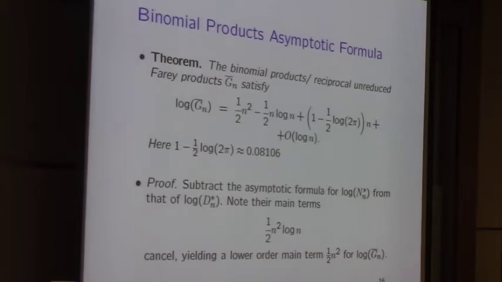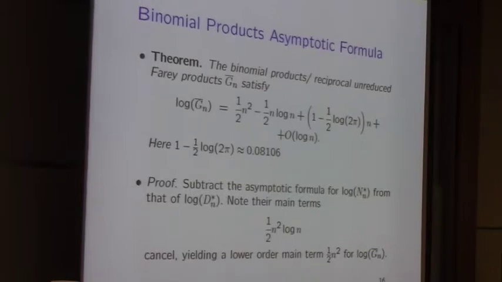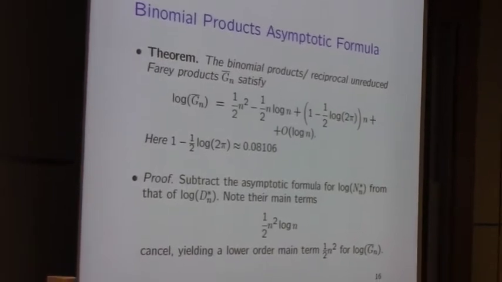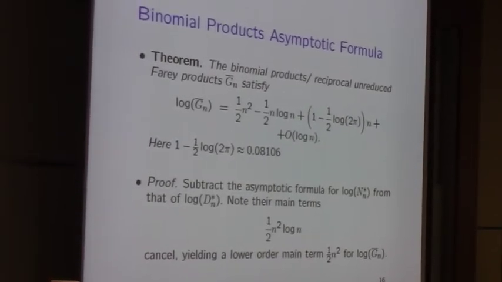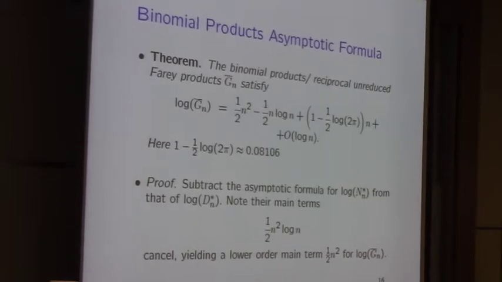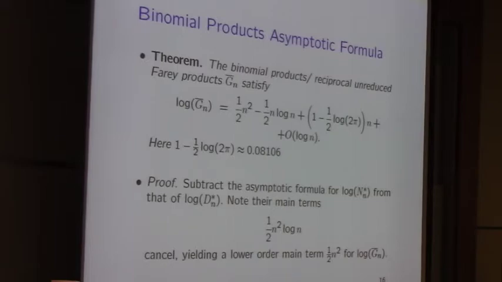And now, if we take their difference, we get an asymptotic formula for the binomial products. So the binomial products now have an asymptotic expansion that starts out with 1/2 n squared minus 1/2 n log n plus a constant times n plus an error that's a function of log n. Well, this is just by subtraction. But the point to be made is that the main term in the asymptotic expansions of the numerator and denominator cancel.